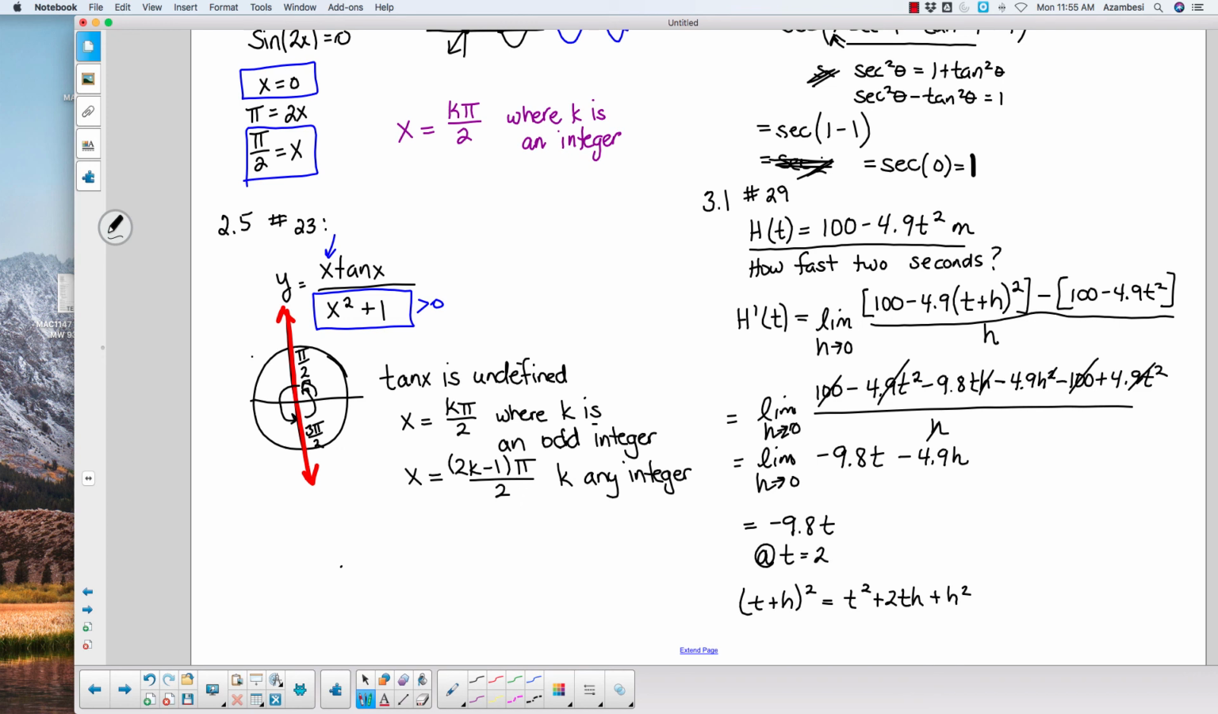All right, so at t equals 2 seconds, then we would plug in 2 for t, and we get the speed, negative 9.8 times 2, and we get 19.6 meters per second for our speed.